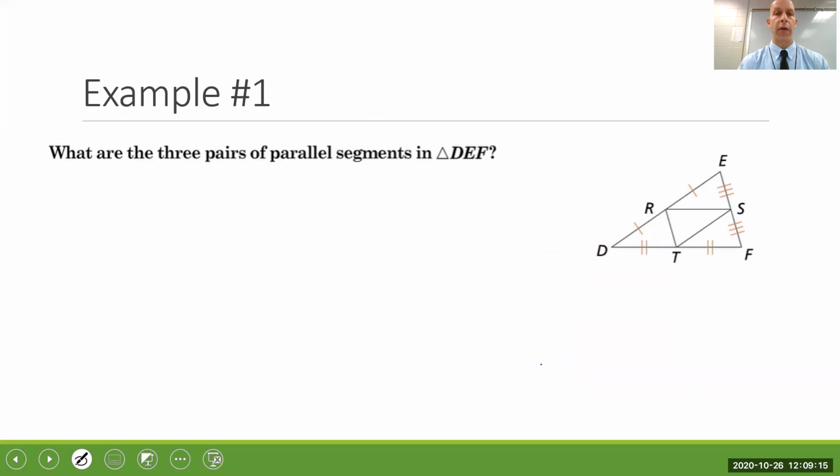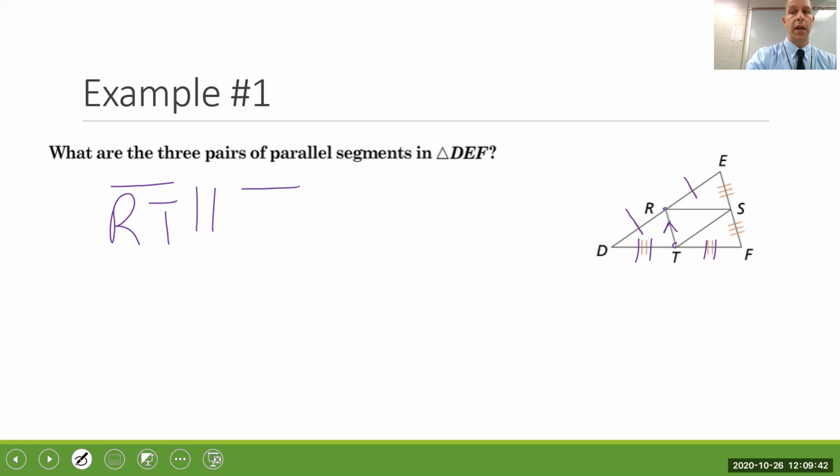It says, what are the three pairs of parallel segments in triangle DEF? Okie dokie. Well, let's see here. This segment's congruent to this segment, and this segment's congruent to this segment. So that means that this is the midpoint and this is the midpoint. Therefore, this side has to be parallel to this third side over here, EF. So I would say that segment RT is parallel to segment EF.